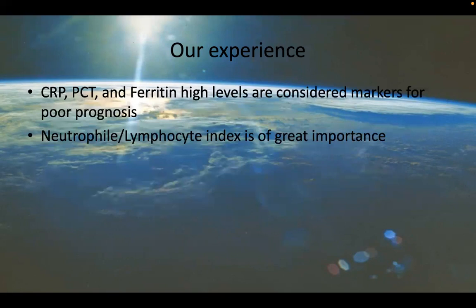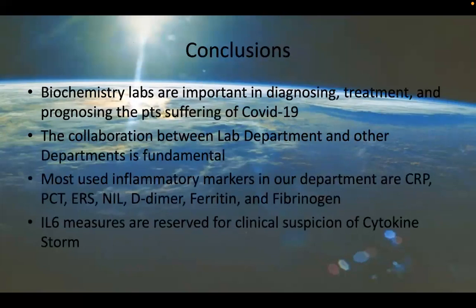So according to our experience, high levels of C-reactive protein, procalcitonin, and ferritin are considered to be markers for a poor prognosis. Of course, lately the neutrophil and lymphocyte index is of great importance for this prediction. As a conclusion, we may say that biochemistry labs are very important in diagnosing, treatment, and in the prognosis of patients suffering from COVID-19. And the collaboration between the laboratory department and other departments is very, very fundamental.